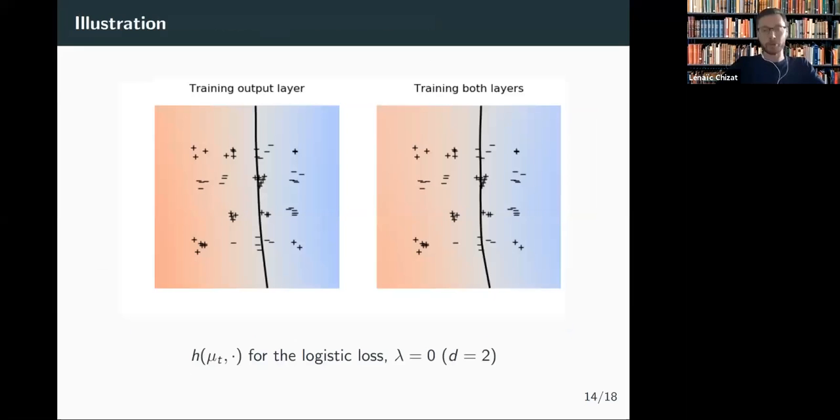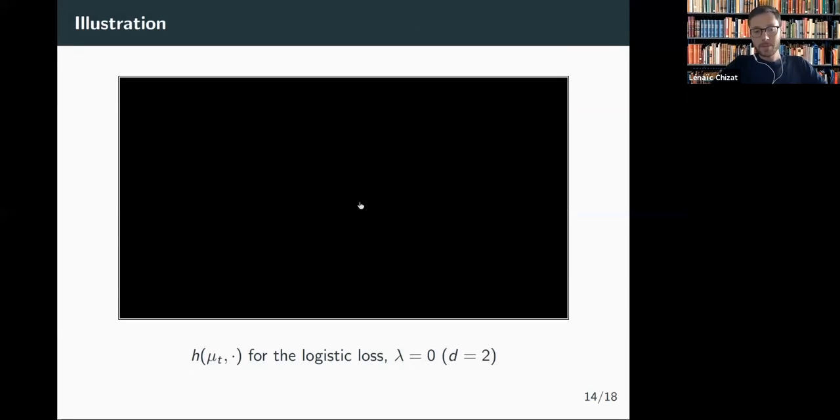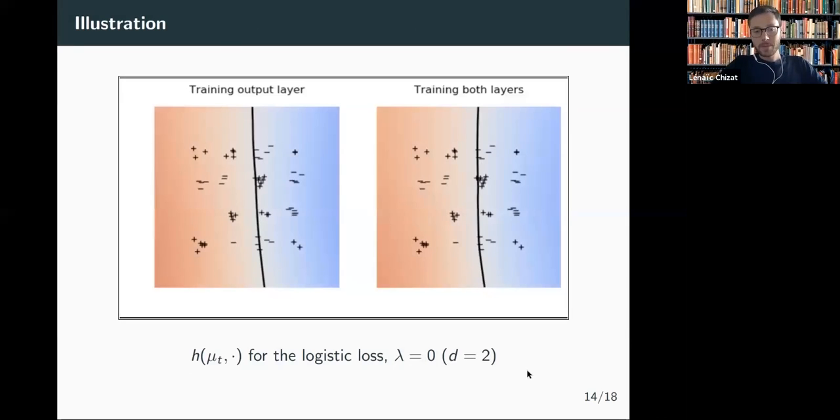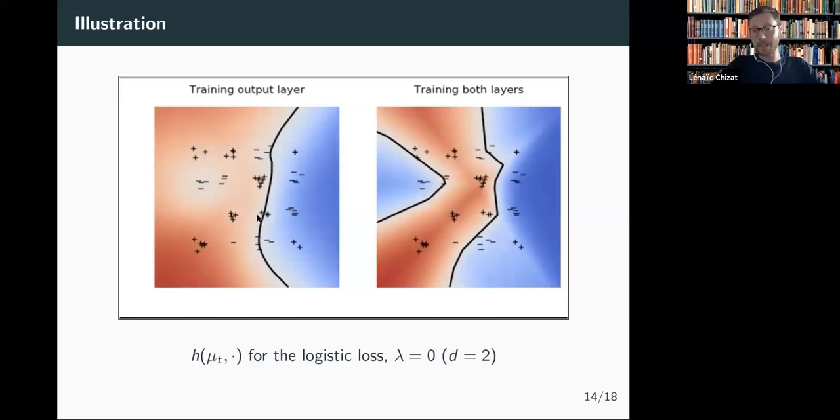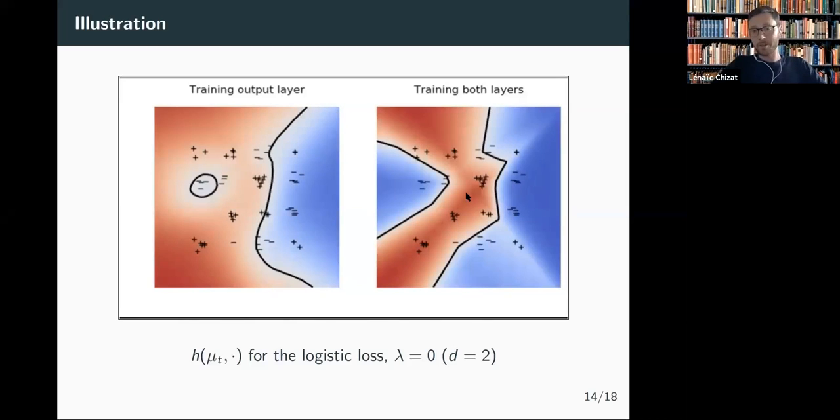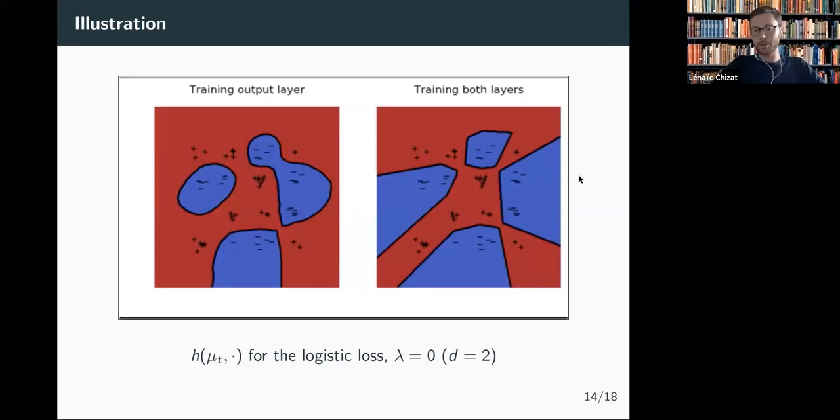Before answering this question, I just want to show a quick illustration. So here, this is the dynamics in predictor space, either when we train just the output layer, and here when we train both layers. Here, this will converge to a F2 max margin classifier. So we recall that it learns smooth functions, while this F1 max margin classifier learns more structure about the data. So this is what we obtain when we train our two-layer ReLU neural networks for the logistic loss.